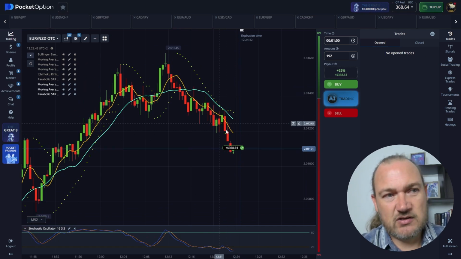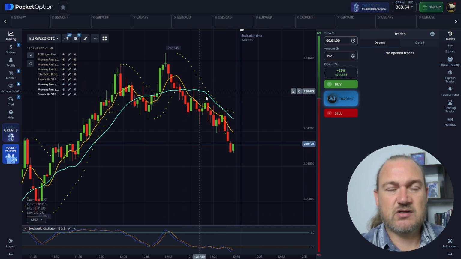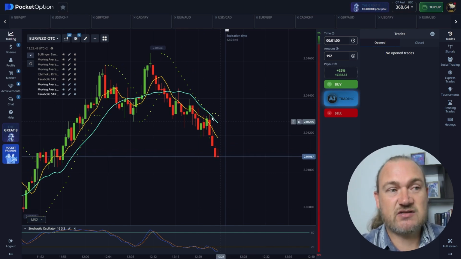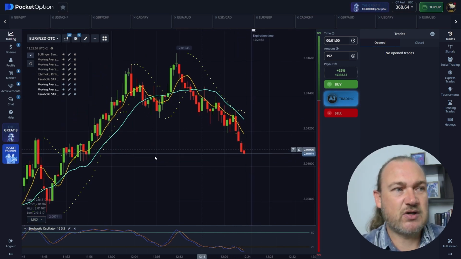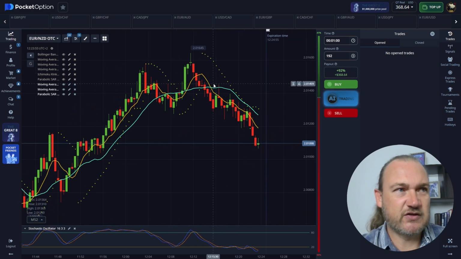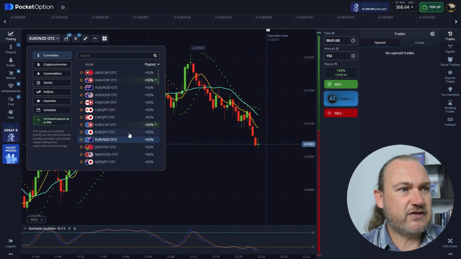So I'm only looking when price is going downwards. I'm only looking for sell trades. Remember that. Please keep in mind, this is not a reversal strategy. This is a continuation strategy. So we are simply continuing in the direction that price is currently moving. Let's see if we can find another one.